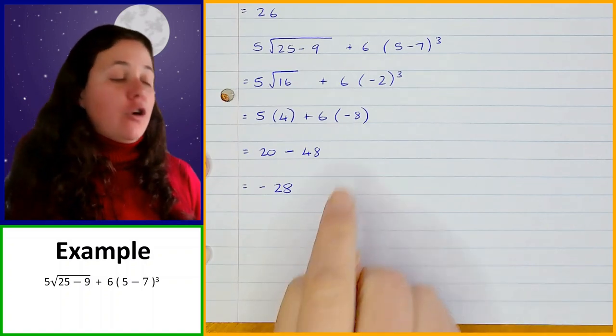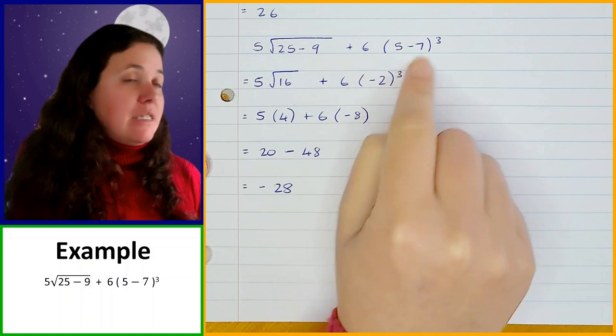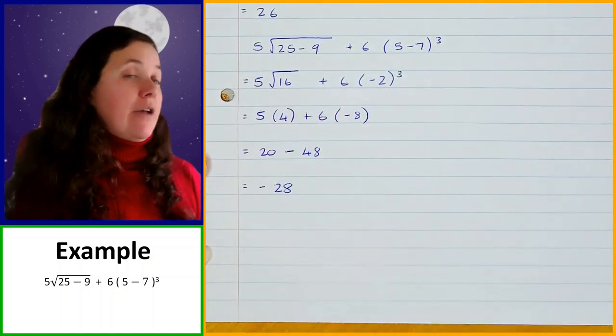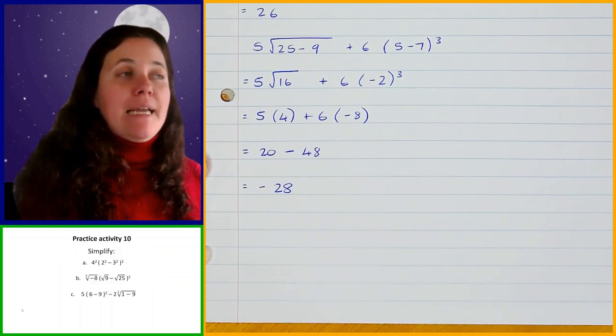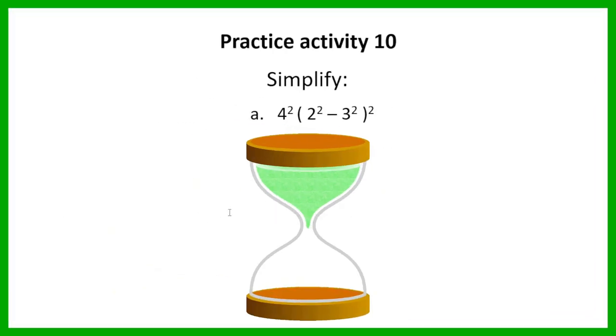Okay, so remember, when you've got things inside your radical or your root sign and things inside your brackets, that has to be simplified first. If it's addition and subtraction, it has to be simplified first. Okay, so now you're going to have a few that you're going to work on for yourselves. Again, I'm going to give you 2 minutes to work on each of these. Okay, so for the first one, you have 2 minutes to work on question A.